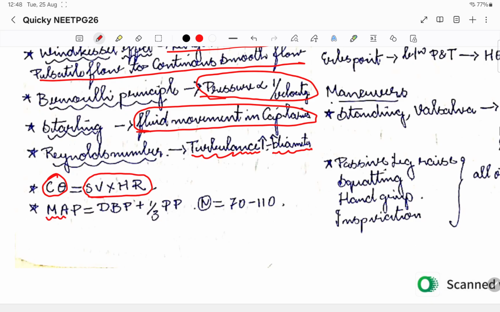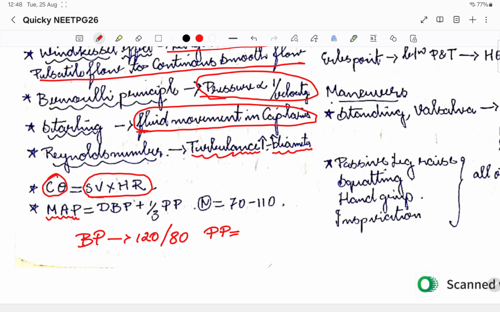Then coming to MAP, mean arterial pressure. For example, we know we have BP, right? BP is 120/80, meaning during systole 120 is the pressure maintained, and during diastole, when the heart is not pumping, 80 is the pressure maintained in the blood vessel. But if we take an average of this, it will be PP, that is pulse pressure, okay?